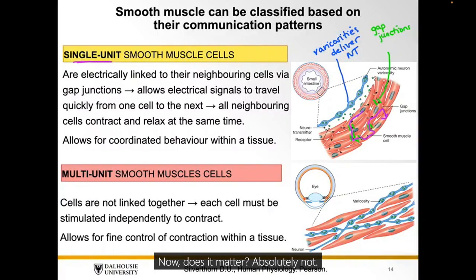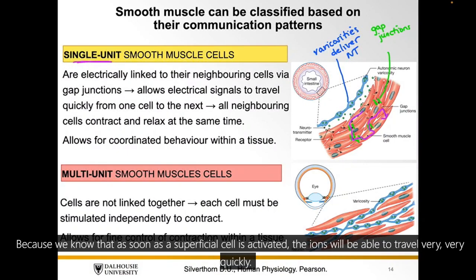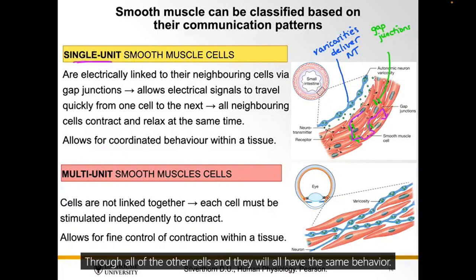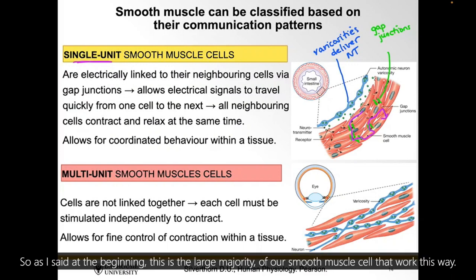Now, does it matter? Absolutely not, because we know that as soon as a superficial cell is activated, the ions will be able to travel very, very quickly through all of the other cells, and they will all have the same behavior. So as I said at the beginning, this is the large majority of our smooth muscle cells that work this way.